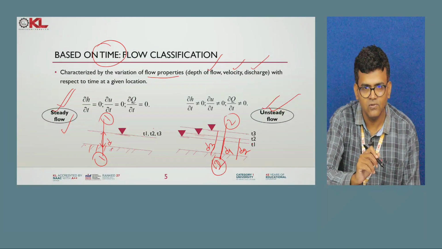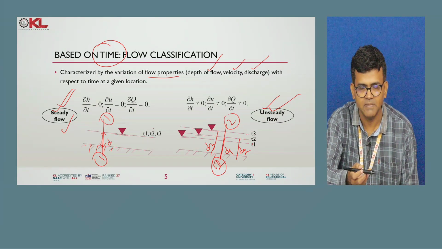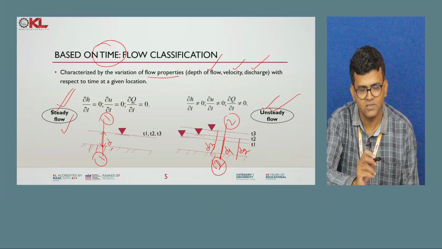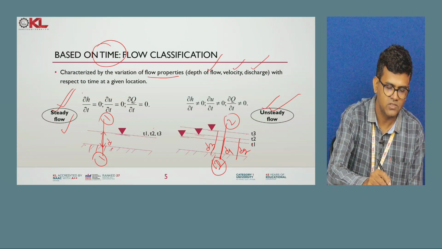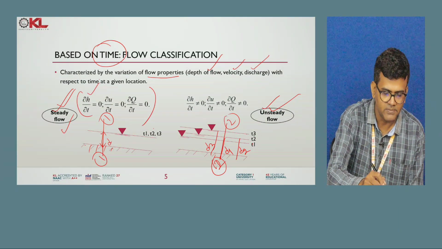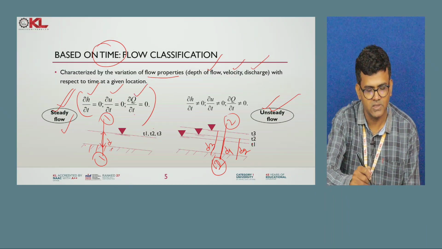So when the depth of flow or velocity or discharge is not changing with time at a given section, that means it is constant. If it is constant, then the derivative of that constant will be 0. So in case of steady flow, ∂h/∂t, ∂u/∂t and ∂q/∂t should be equal to 0.